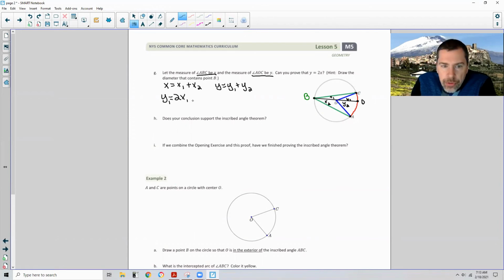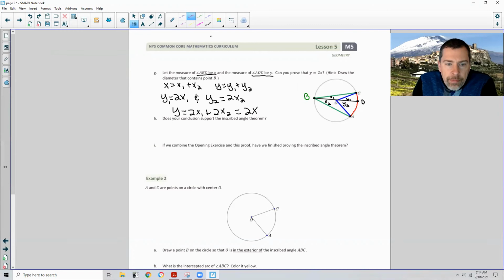And y sub 2, this angle here, AOD, is going to be 2 times AXD. The reason we can say this is because we've already done it on page 1, where we were saying that an angle formed by the diameter. So y sub 2 equals 2x sub 2. And therefore we can conclude that since y is y sub 1 plus y sub 2, then y has to equal 2x sub 1 plus 2x sub 2, and therefore x sub 1 plus x sub 2 is x, so that would equal 2x.